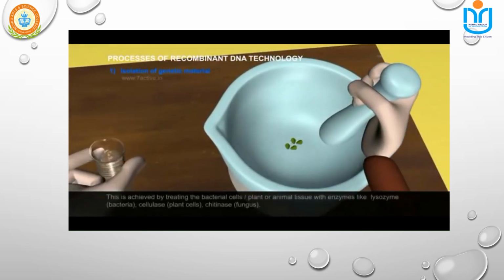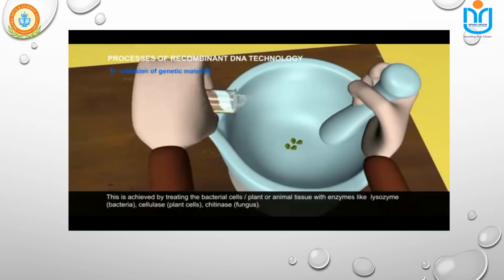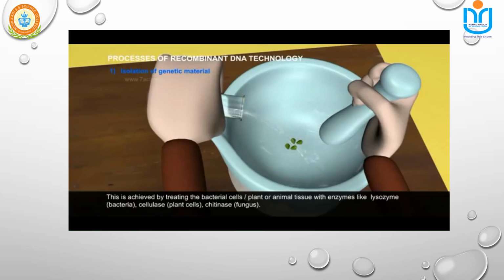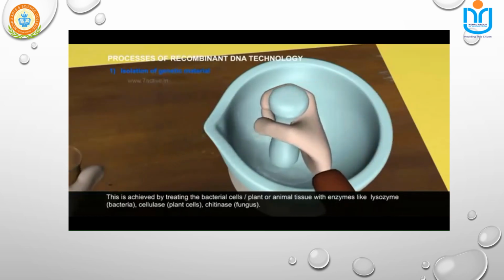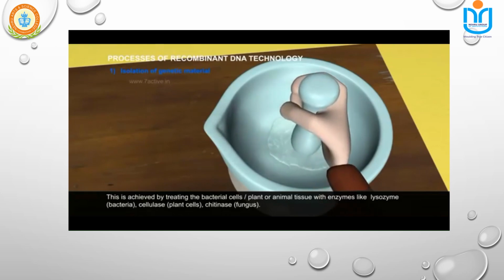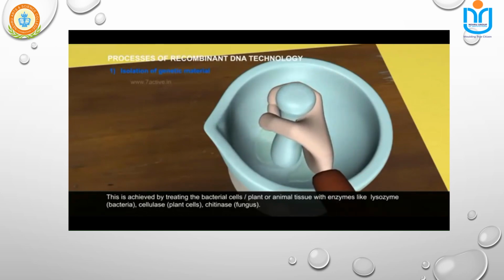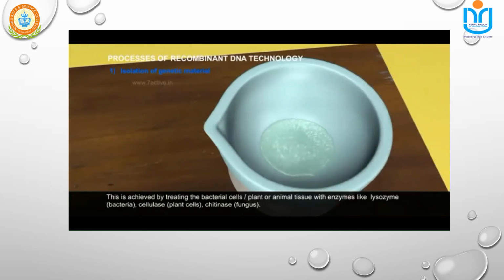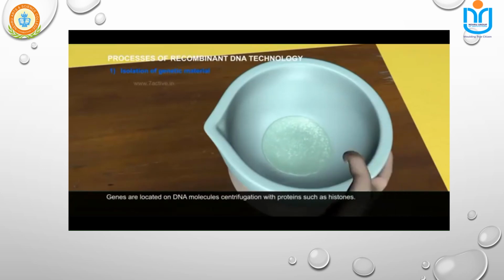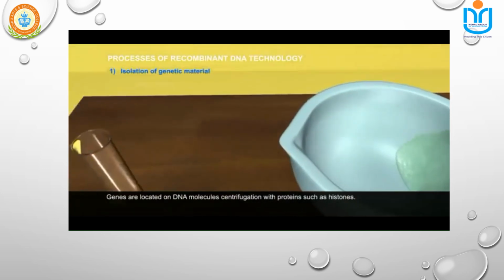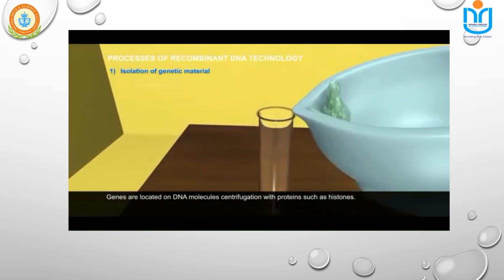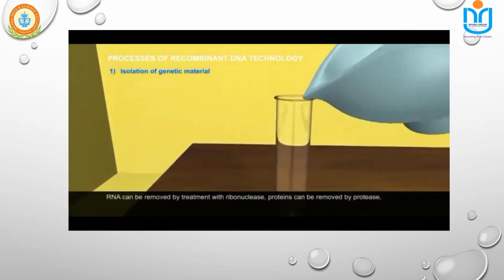enzymatic action. This is achieved by treating the bacterial cells or plant or animal tissue with enzymes like lysozyme for bacteria, cellulase for plant cells, and chitinase for fungus. Genes are located on DNA molecules complexed with proteins, such as histones.